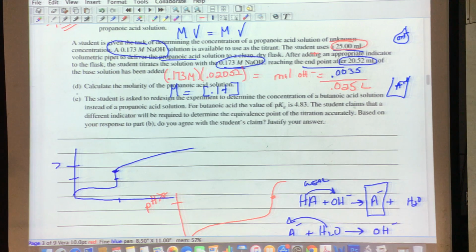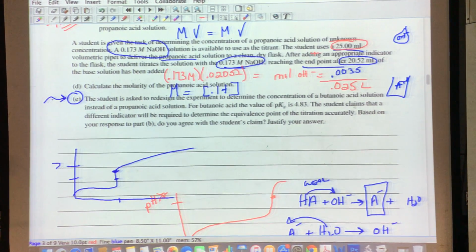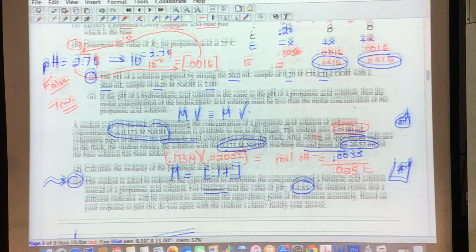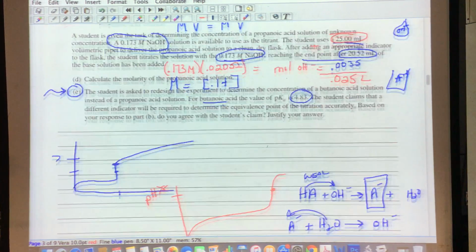Now here's the question that gets a lot of people. The student is asked to redesign the experiment to determine the concentration of a butanoic acid solution instead of the propanoic acid solution. For butanoic acid, the pKa is 4.83. So this whole problem is based on propanoic acid, and now they're going to do butanoic acid, the new acid. The student claims that a different indicator will be required to determine the equivalence point of the titration accurately. Based on your response to part B, which by the way was solving for the Ka, is this true?